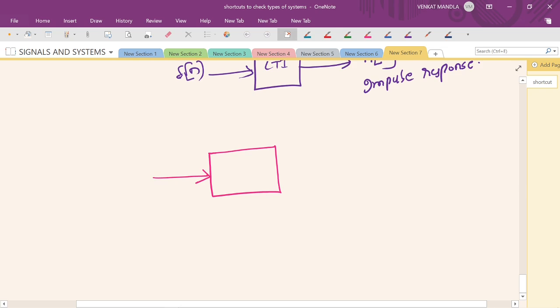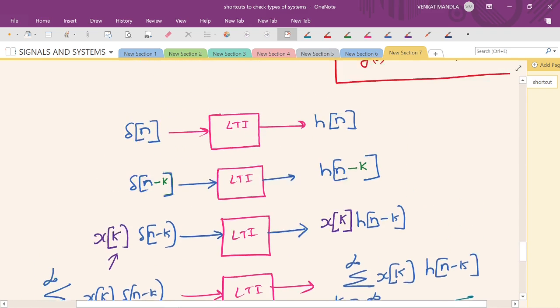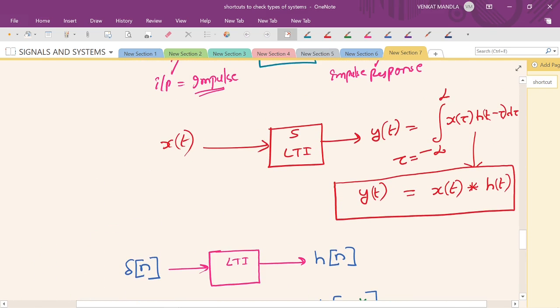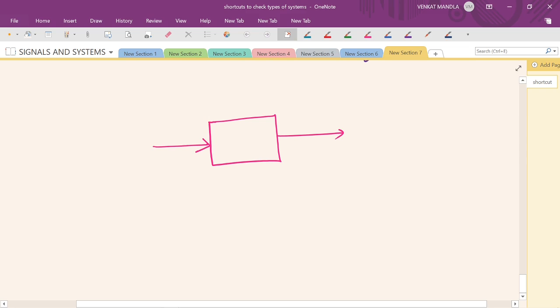Now I can represent the system with h(t). If you know the impulse response, the output is x(t) convolution with h(t). That's it. If you know the impulse response, you can find out the output for any arbitrary signal x(t). So the system is characterized by its impulse response. You can characterize your entire system with the impulse response, so I will represent this system with h(t).